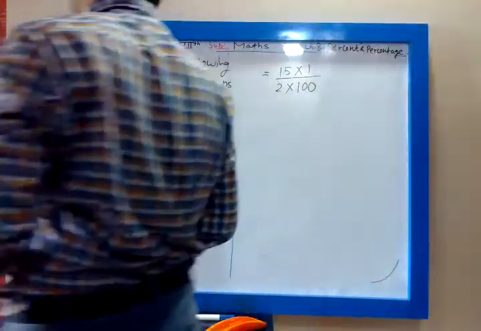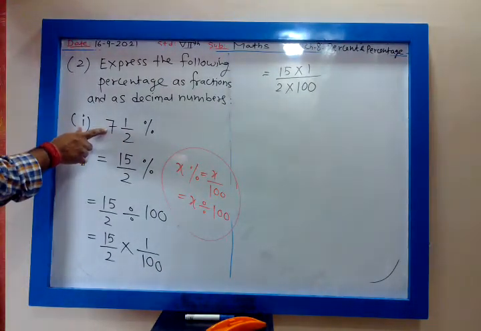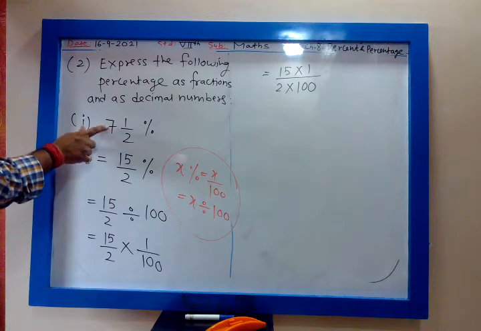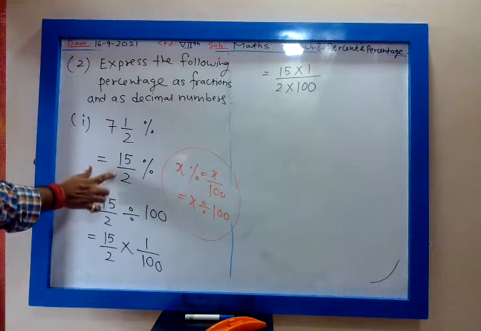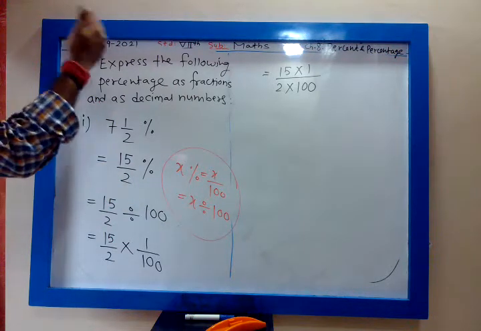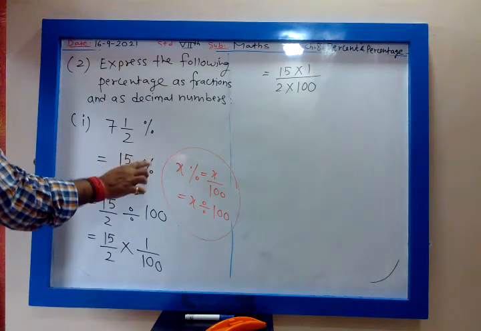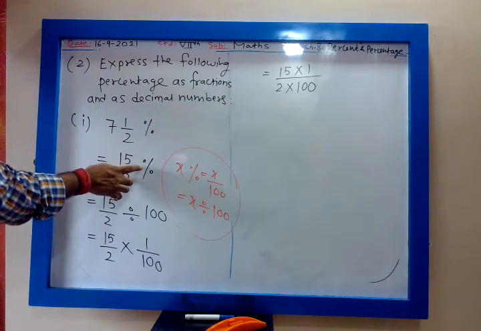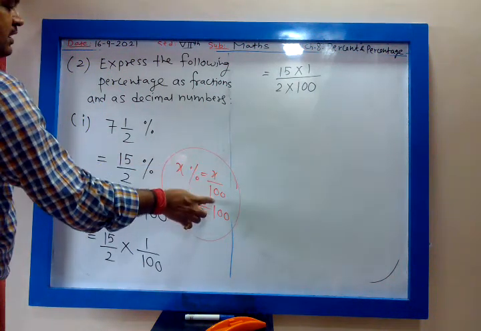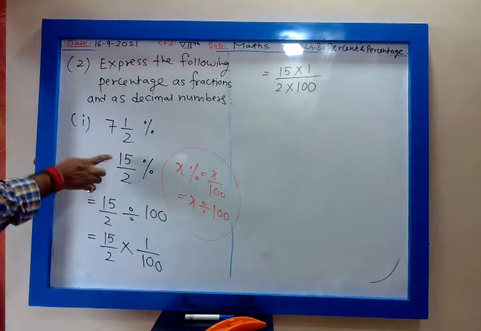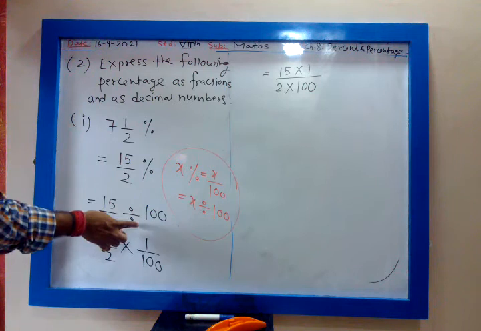One more time. Chalo, one more time. 7 and 1 by 2 is a mixed fraction. First we convert mixed fraction into improper fraction. 7 2s are 14, 14 plus 1, 15 by 2%. Previously percentage was not given, so we multiply by 100. Now percentage is given, so we use this definition. X percent means x upon 100 or x divided by 100. So 15 by 2% means 15 upon 2 upon 100, or 15 by 2 divided by 100.